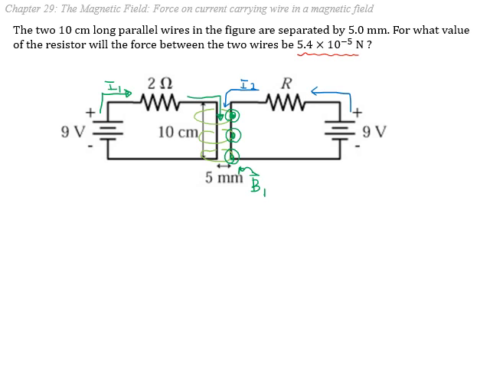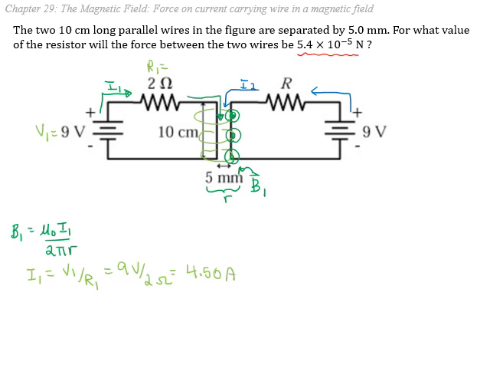Let's start by figuring out what is B1. So B1, the magnitude, is mu naught times I1 over 2 pi r. r is equal to 5 millimeters. Let's find our I1 before we go any further. So V equals IR, so I1 equals V1 divided by R1. V1 is 9 volts, R1 is 2 ohms. 9 volts over 2 ohms gives us a current of 4.5 amps.